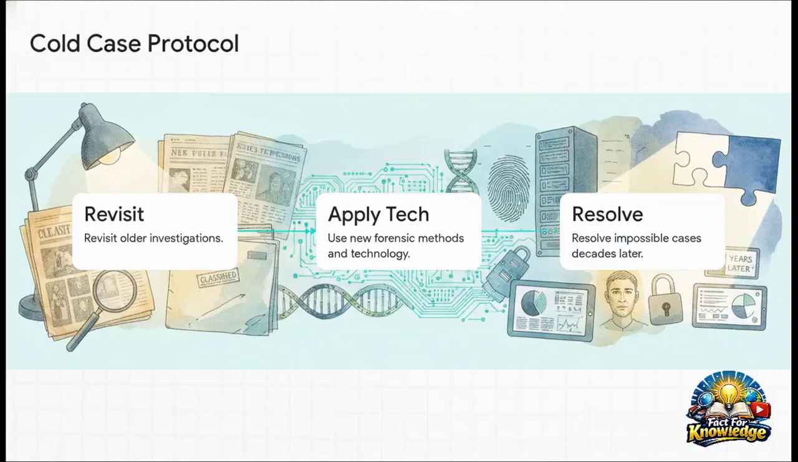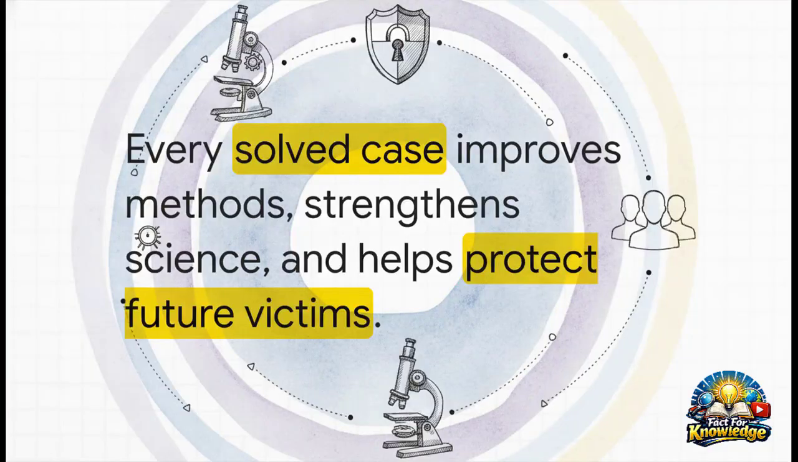Step 1, persistently revisit older investigations. Step 2, apply those brand new forensic methods and digital technologies we just talked about to the old evidence. And step 3, we are actually seeing quote-unquote impossible cases getting cleanly resolved, sometimes 30 or 40 years later. And this persistent work has a huge, broader impact. Every single solved case teaches analysts something new. It improves methods, strengthens forensic science, and ultimately helps protect future victims.